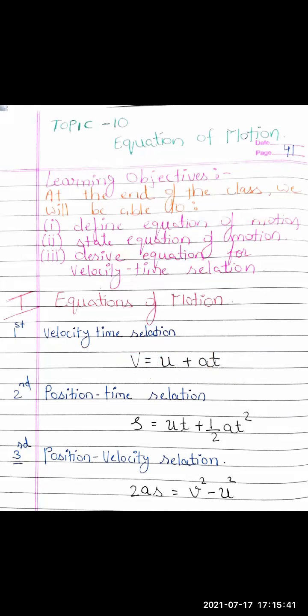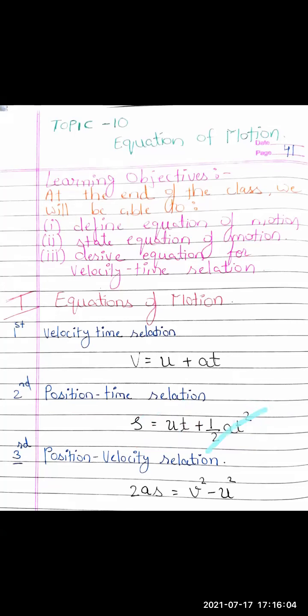Let's proceed towards the second equation of motion, that is S equals ut plus half at square. Now your S is the distance covered by an object, or displacement, right? And your T is the time taken. So this equation is also known as position time relation.